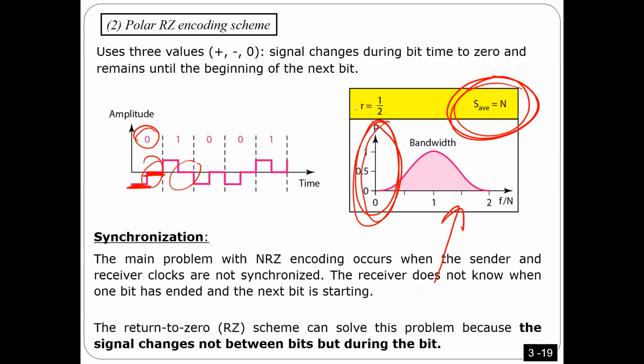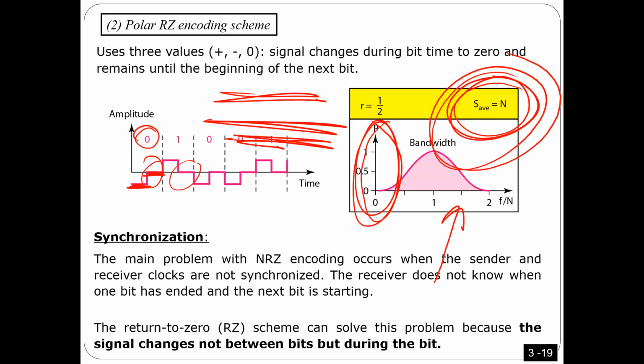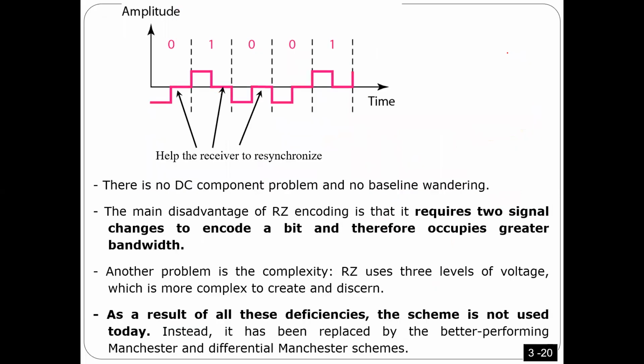Same thing for wandering. Can we have a baseline wandering? Can we have positive, fixed positive, or fixed negative, or fixed 0? No, we can't. So it's good. So it looks like everything is good except the most important thing, which is the bandwidth. You got what I'm saying? So this one is really everything is good except we need double the bandwidth.